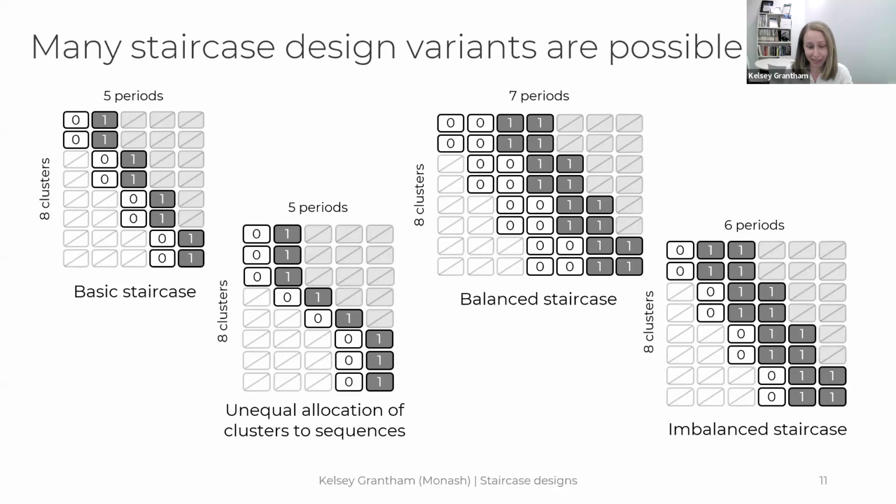So as I said, many different staircase design variants are possible, and there's currently no guidance on which ones are best. I've called the design on the left, with one control and one intervention cell in each sequence, a basic staircase design. We could allocate an equal number of clusters to sequences, or we could potentially have an unequal number of clusters allocated to sequences, as in this second design here. And then when we move beyond a basic staircase and consider staircase designs with more than 2 measurement periods in each sequence, then we could potentially have a balanced staircase with an equal number of control and intervention cells in each sequence, or we could potentially have an imbalanced staircase design with unequal numbers in each sequence.